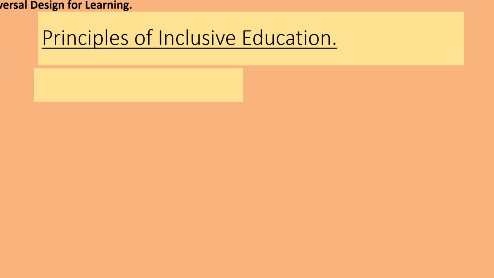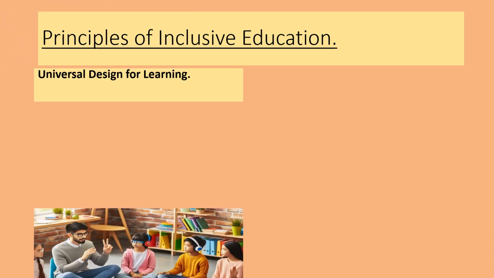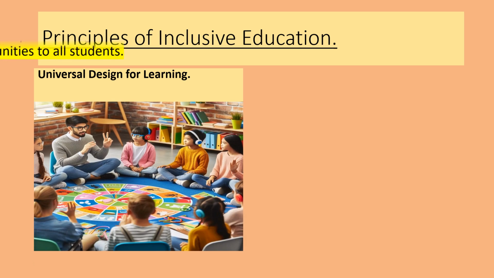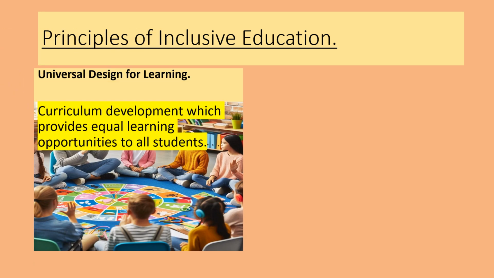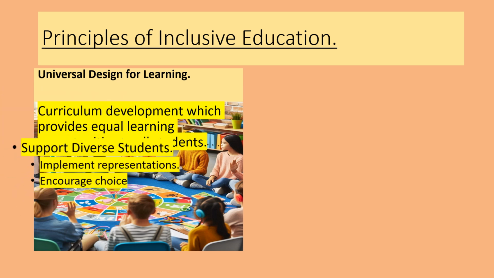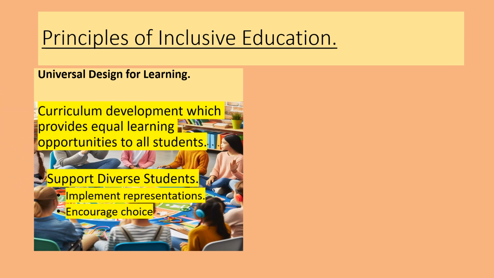Let's start by looking at the Universal Design for Learning, which is a curriculum development that provides equal learning opportunities for all individuals. It supports diverse students by using different representations which engage with their understanding. It lets students show how they would like to show what they've already learned.